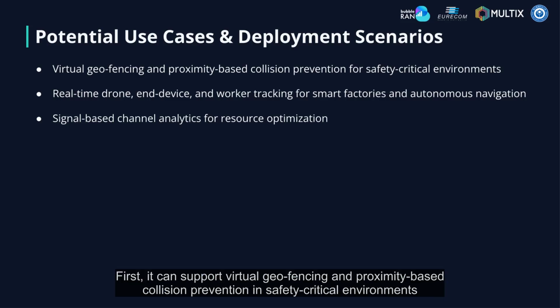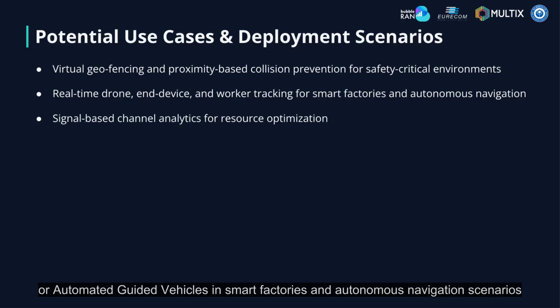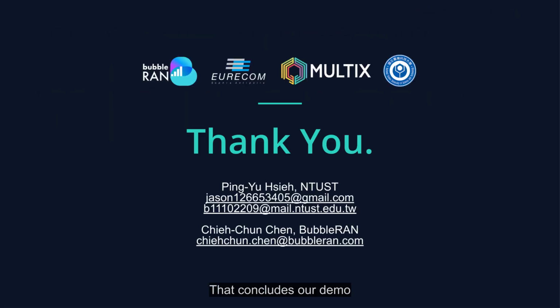This demo shows several potential applications for our 5G indoor positioning and sensing system. First, it can support virtual geofencing and proximity-based collision prevention in safety-critical environments. Second, it can enable real-time tracking of drones, end devices, workers, or automated guided vehicles in smart factories and autonomous navigation scenarios. Finally, channel analytics can help us better understand the physical environment and optimize network resources for improved performance. That concludes our demo.